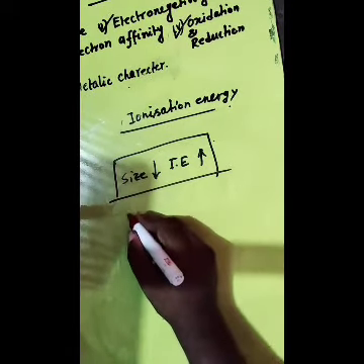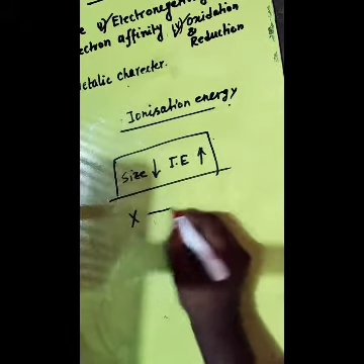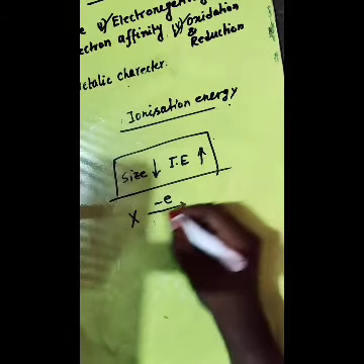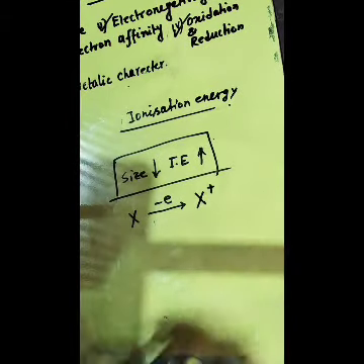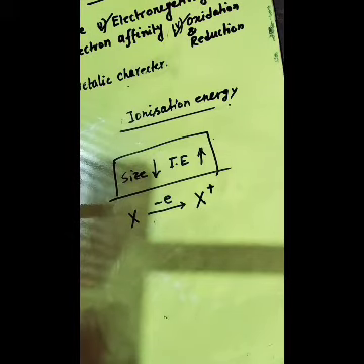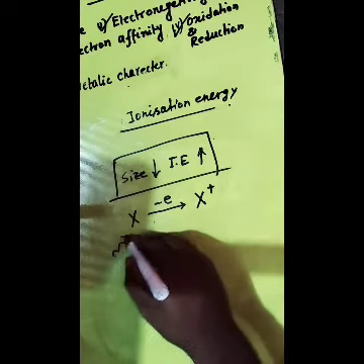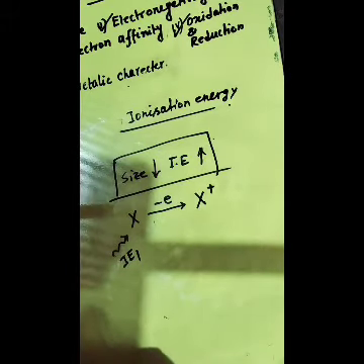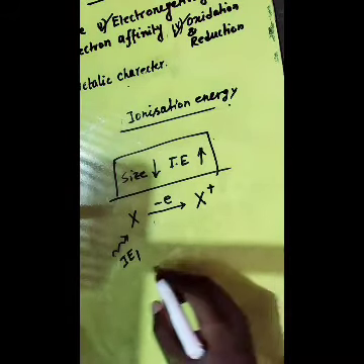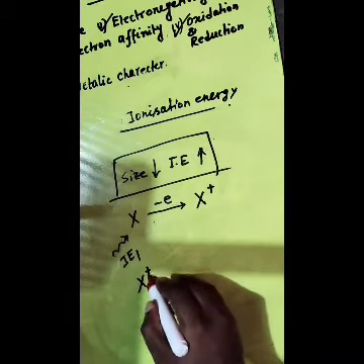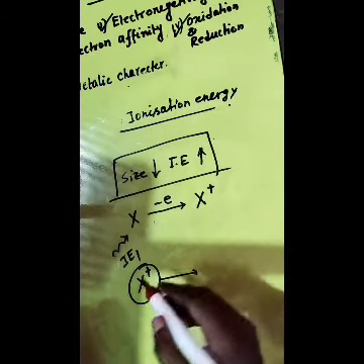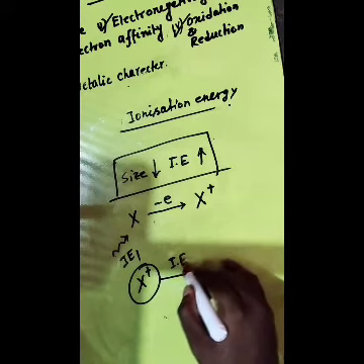If X is an element, and you want to remove an electron from this X element at the ground state, then X transforms into a unipositive ion. So you have to provide some amount of energy, and this energy is called the first ionization energy. So first ionization energy means removal of one electron from the ground state. Second, if you want to remove a second electron from this unipositive cation, then again you have to provide some amount of energy. This is known as ionization energy 2.